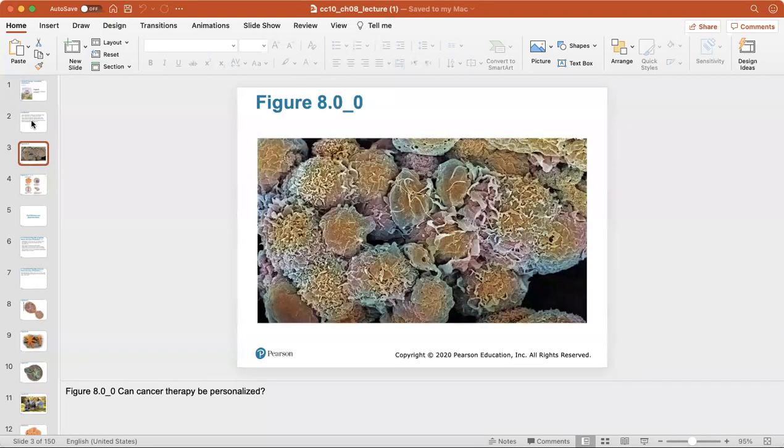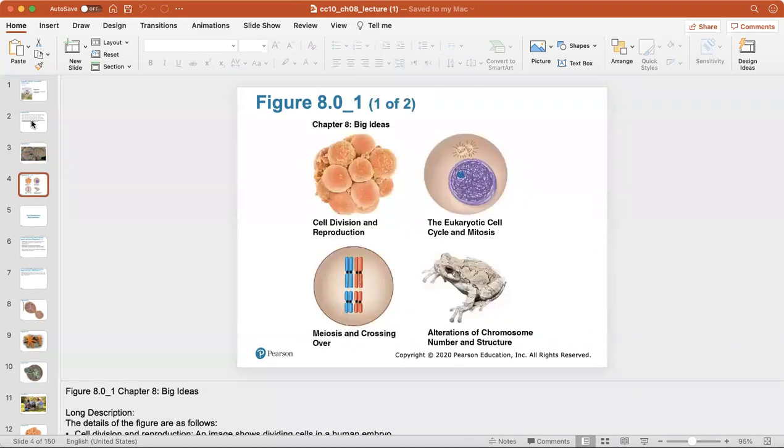And this is a look at some cancer cells, asking ourselves, can cancer therapy be personalized for a specific genetic code that someone might have for cancer? So in this chapter, we'll be going through cell division and reproduction, the eukaryotic cell cycle and mitosis, meiosis and crossing over, and alterations of chromosome number and structure.